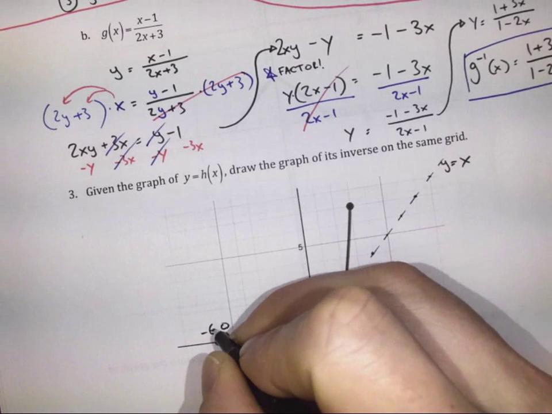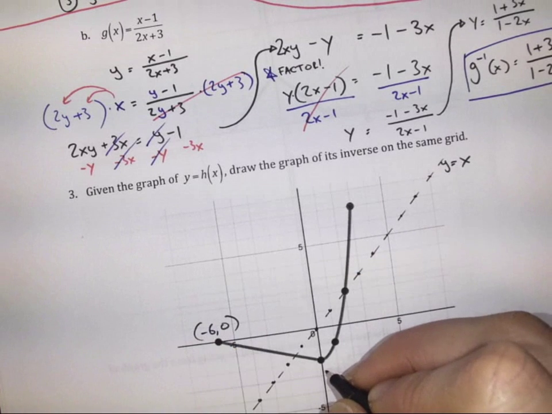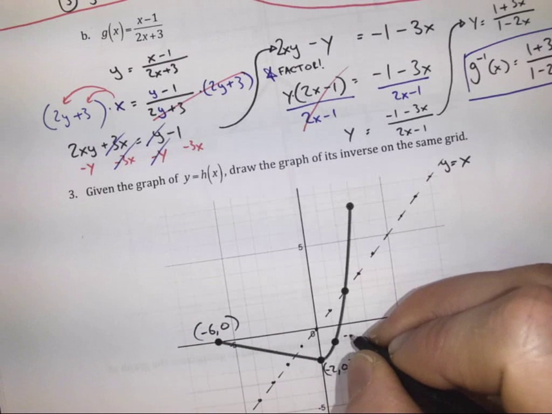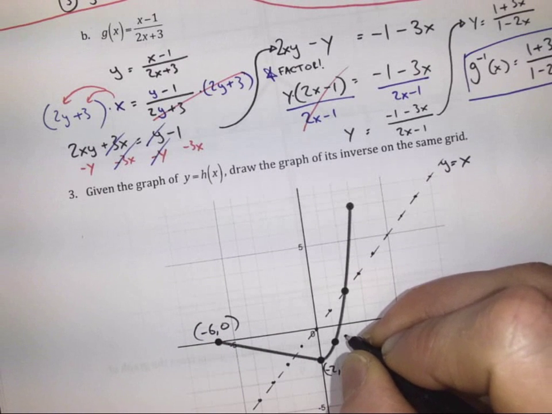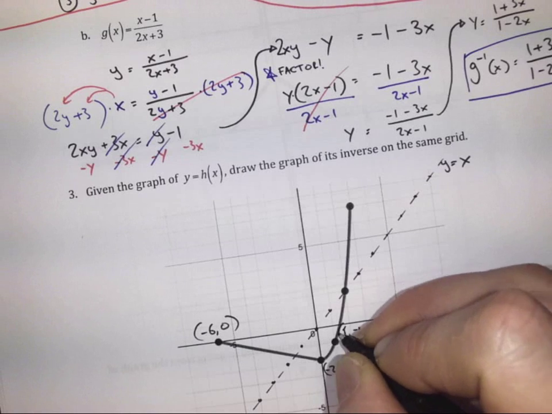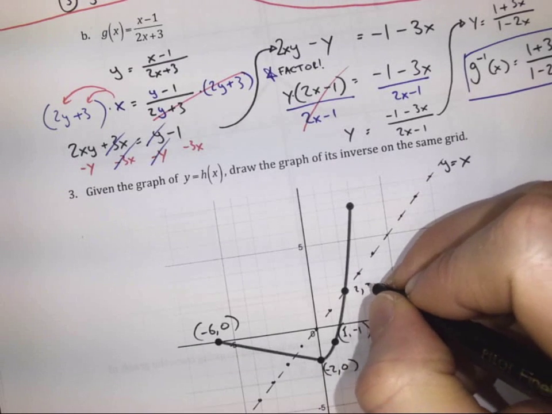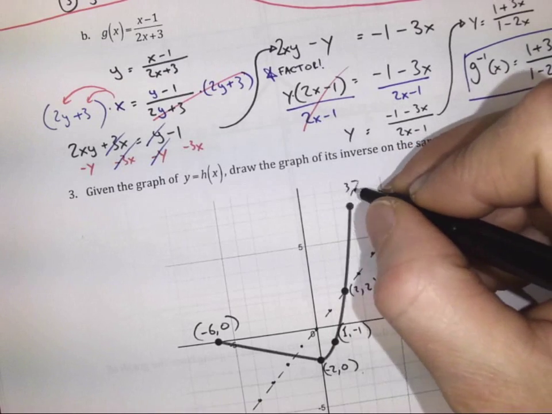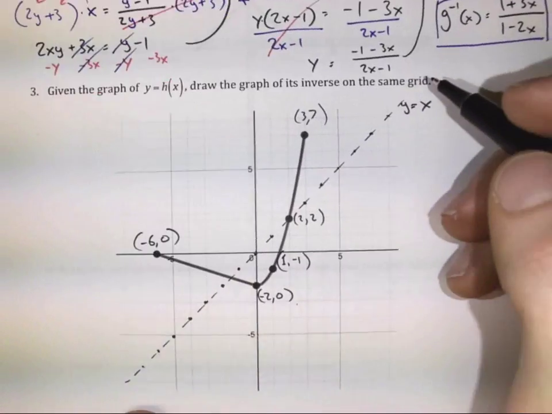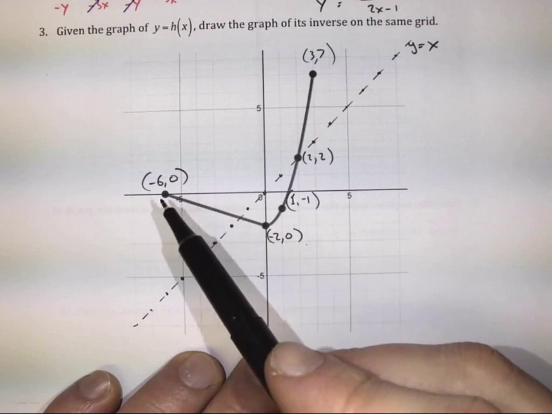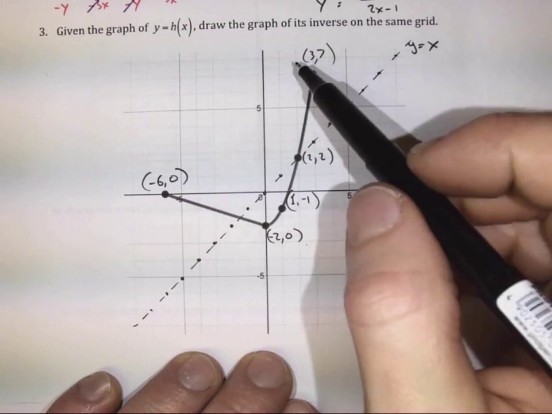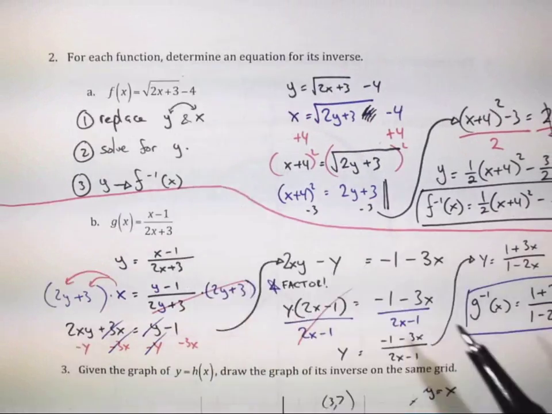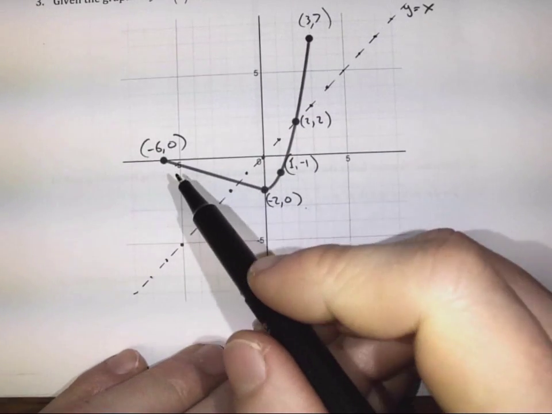This is negative 6, 0. And that's negative 2, 0. That's 1, negative 1, pardon me. That's 2, 2. And that's 3, 7, it looks like. And so what we do to draw an inverse is we're going to take each of these values, because inverses are all about switching x and y, just like we did in the last example. And so now we're going to physically do that.